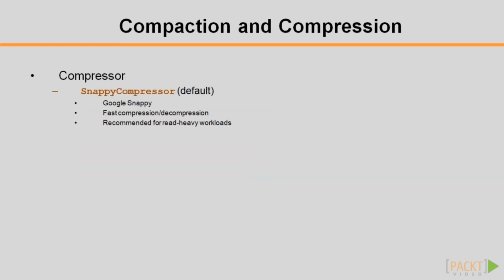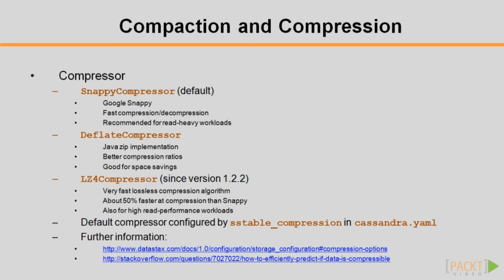Cassandra provides 3 compression algorithms, or compressors, to meet your compression needs. The default is the Snappy Compressor, based on Google's fast Snappy compression-decompression algorithms, and is recommended for read-heavy workloads. Second, the Deflate Compressor. It's a Java zip implementation offering a better compression ratio and thus good for disk space savings. And the new LZ4 compressor since Cassandra version 1.2.2. It's a very fast, lossless compression algorithm about 50% faster than Snappy. It's also good for high read performance workloads. The default compressor is configured in cassandra.yaml through the sstable_compression parameter.